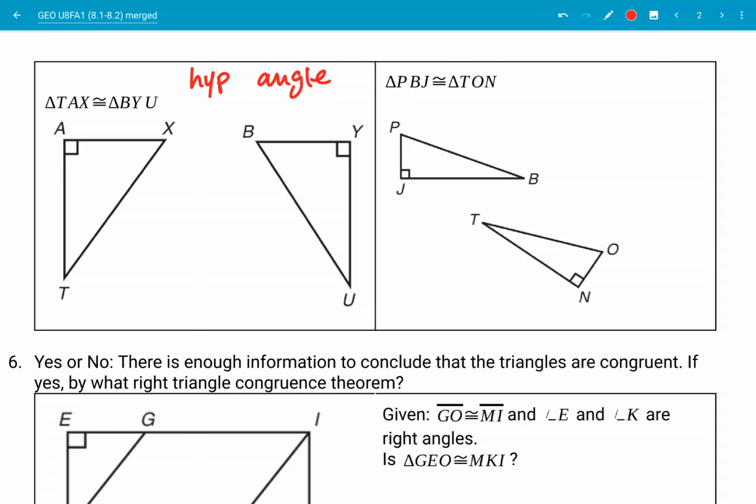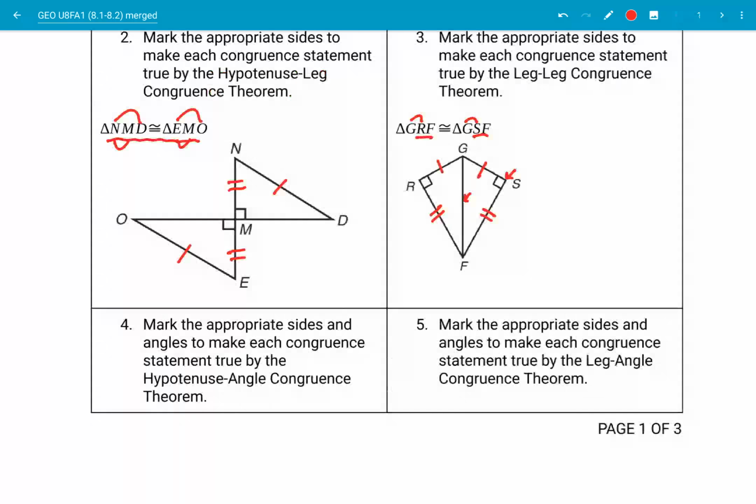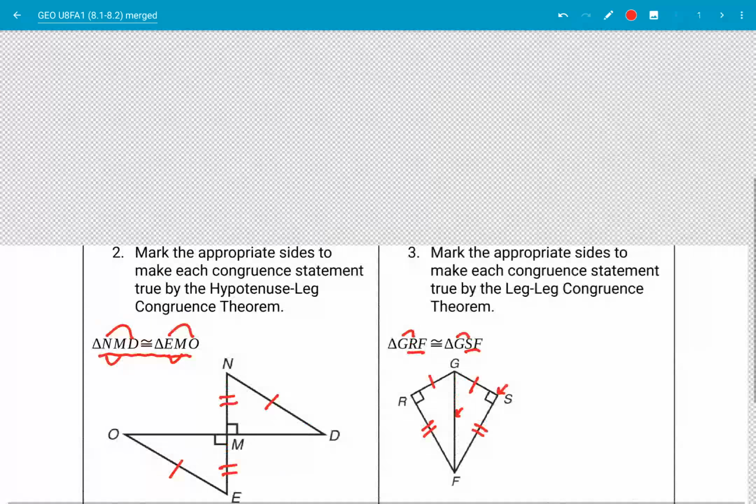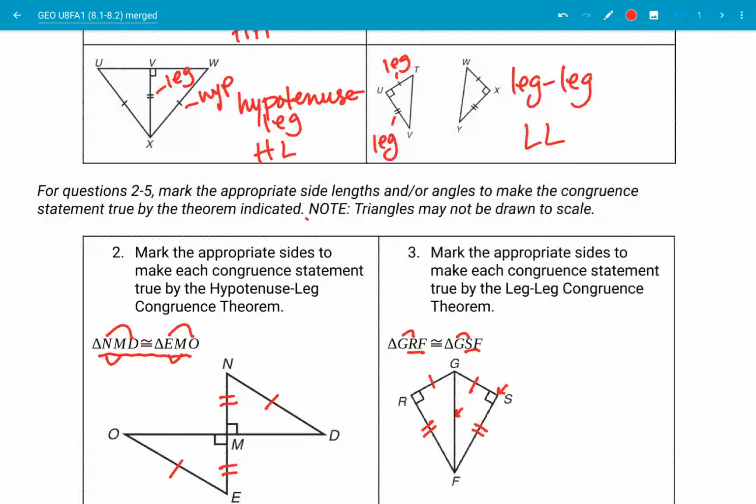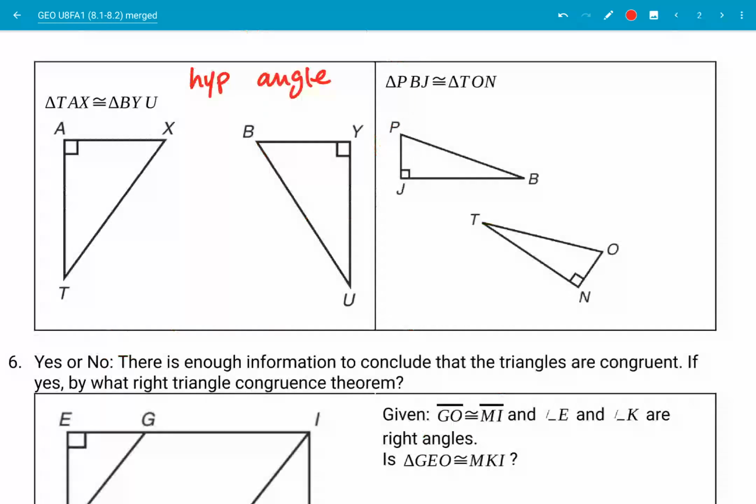And in the directions for this problem, if we scroll back up, right here it says note triangles may not be drawn to scale, which means even if the triangles look like they have short sides and congruent sides, we don't know that for sure. The only thing that we do know is the congruent statement, and this is what we have to use to determine which is the hypotenuse and which are the congruent legs and angles.